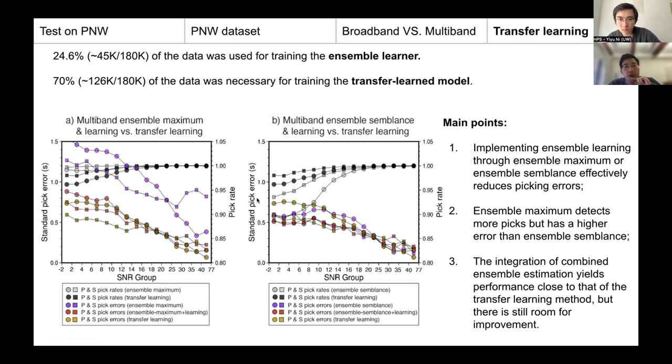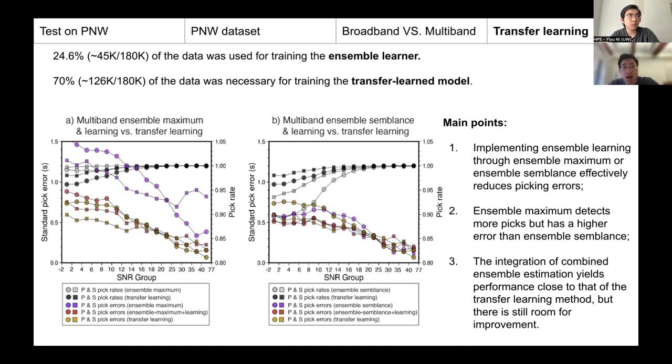And for the right hand, the ensemble semblance is actually more conservative, and its picking rate is not that high compared to the transfer learning, especially for the low quality data. If you look at the picking errors, actually, it's lower than the transfer learned. So it's pretty interesting to see that even without transfer learning, only with the pre-trained models, we can find a way to outperform the transfer learning.